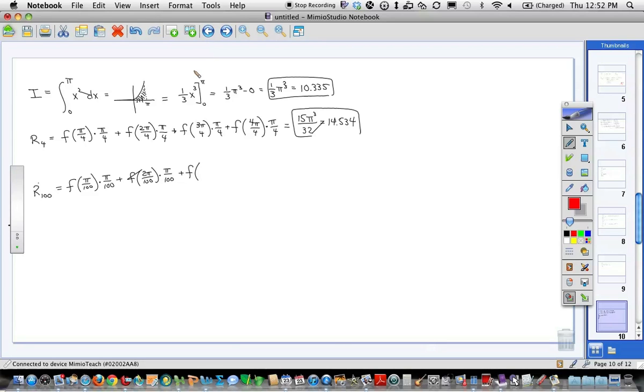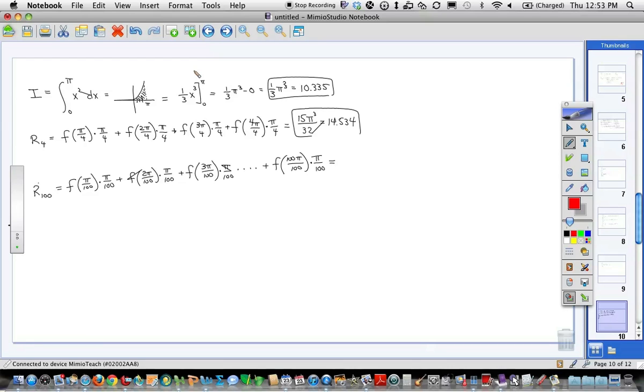Plus, and let's write one more because it's going to make it easy to see. And notice again, I did not reduce 2 pi 100ths. That would make this problem harder if I did that. Okay, and then we'll go dot, dot, dot, dot. And then the last one will be what? 100 pi over 100, which of course is pi, which we want it to be. Our far right edge is still pi. So we still want the last one to be at f of pi.